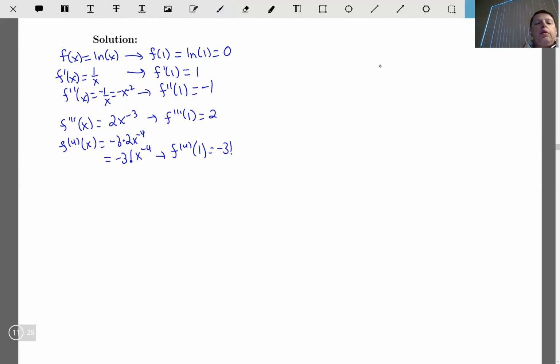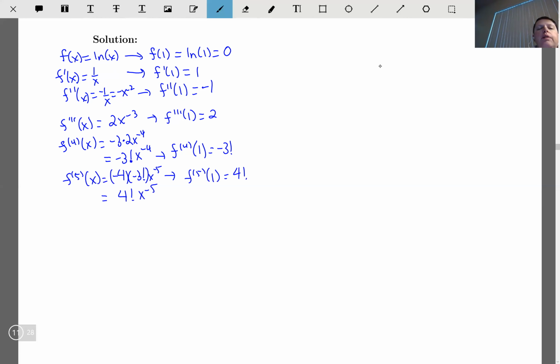Let's do one more just so we make sure we have a good feel for what's going on. I'm going to have negative 4 times negative 3 factorial times x to the minus 5, which is just positive 4 factorial x to the minus 5. So my fifth derivative at 1 is just positive 4 factorial.